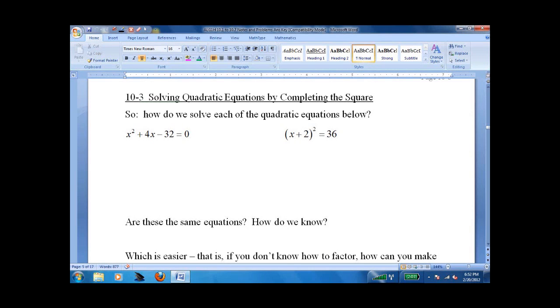Lesson 10-3, solving quadratic equations by completing the square. Well, let's take a look at two problems. How do we solve each of these quadratic equations below? First one you should have seen before. Oh, well, simple factoring.